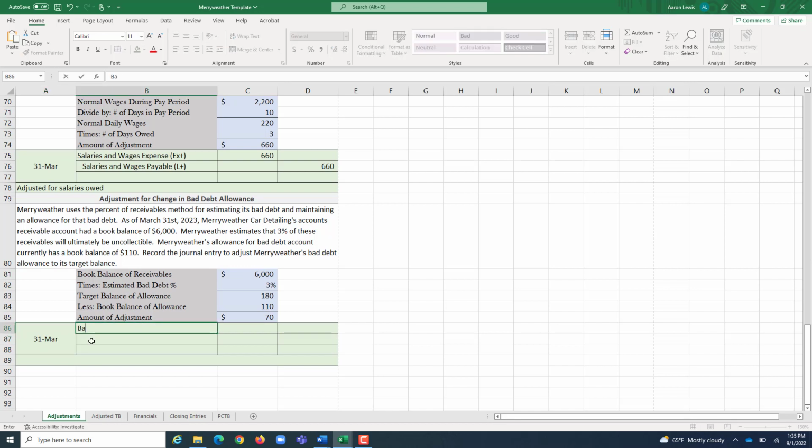So we're going to record a bad debt expense, which could go by some other fancy names like uncollectible accounts expense, but I'll call it bad debt expense, for $70. And we are going to credit our allowance for bad debt, because allowance for bad debt is a contra asset account, and like all contra asset accounts, it increases on the credit side. And here we are going to put a description in that says that we adjusted our bad debt allowance, if I could spell allowance, to its target balance.